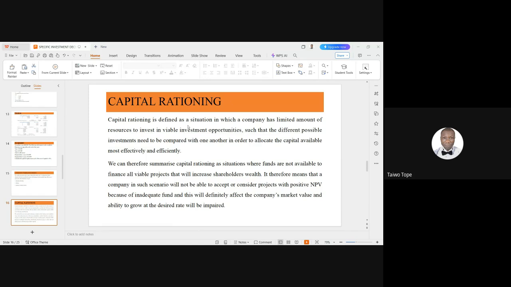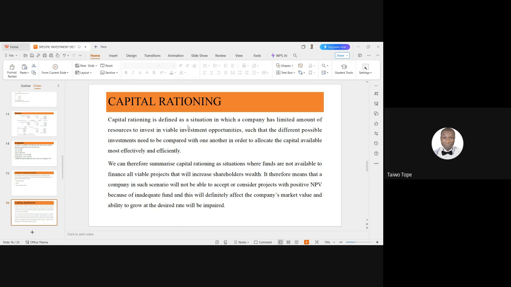We can also have a case of internally imposed capital rationing. In this case, management deliberately sets a cap on investment spending, a ceiling, a limit on investment spending, to control risk, to maintain liquidity, or avoid overtrading. The point is this: some projects that will increase shareholders' wealth cannot be taken up if we have issues of scarce resources.